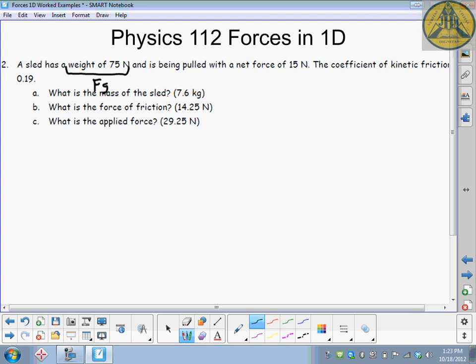Net force, there we go. That's easy. It says right there, that's our net force. And we have the coefficient of friction, 0.19. So that is our mu symbol. A reads, what is the mass of the sled?